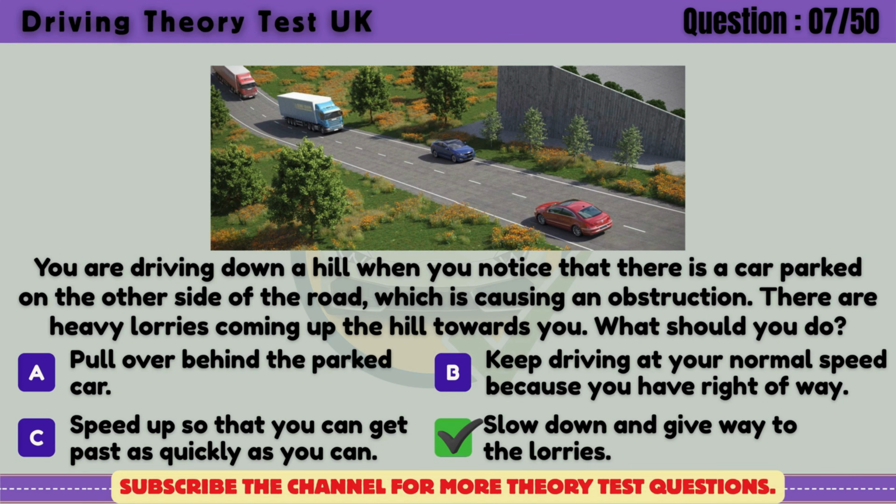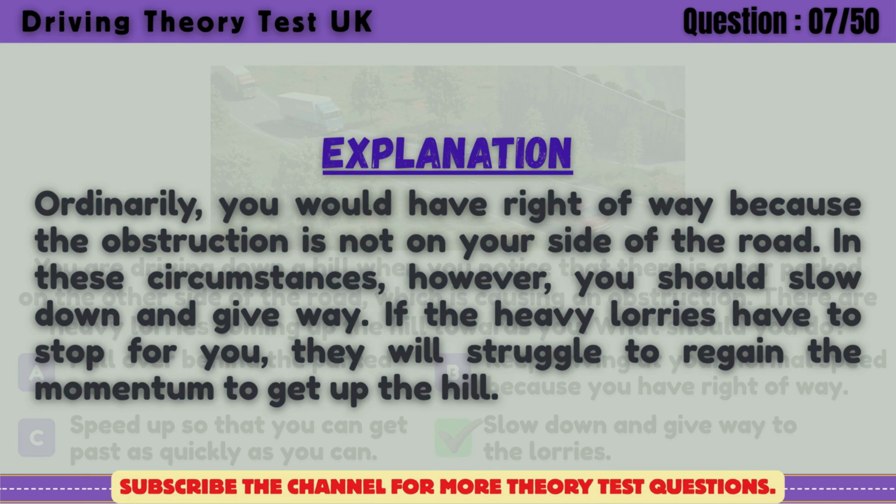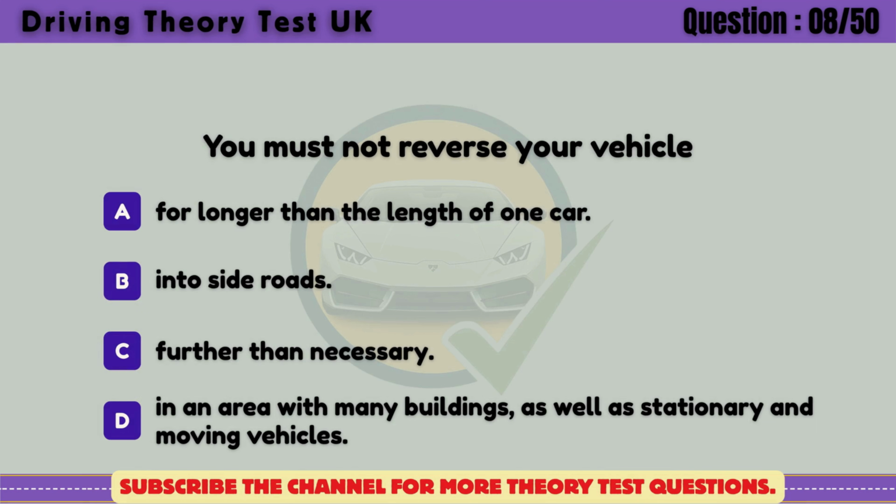Answer is D. Slow down and give way to the lorries. Ordinarily, you would have right of way because the obstruction is not on your side of the road. In these circumstances, however, you should slow down and give way. If the heavy lorries have to stop for you, they will struggle to regain the momentum to get up the hill.